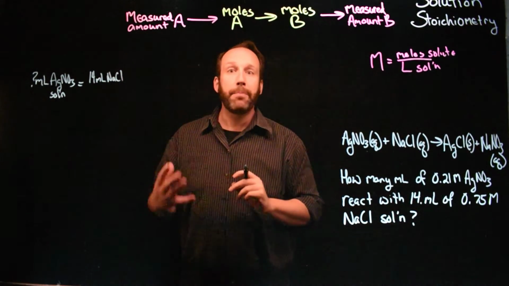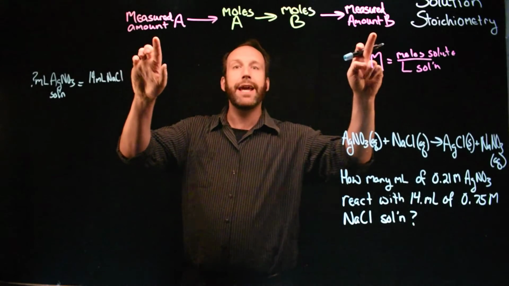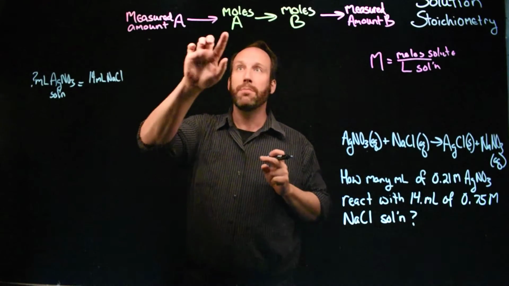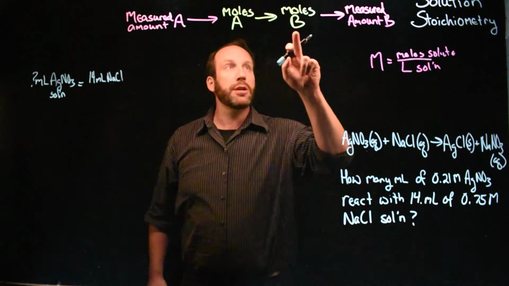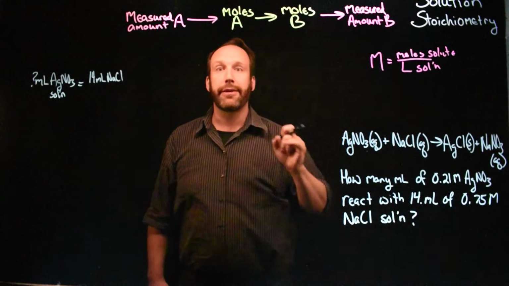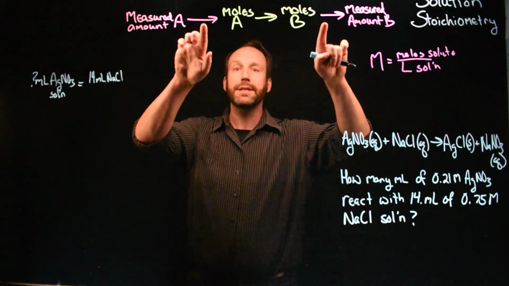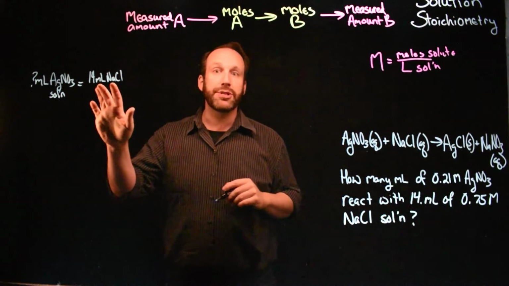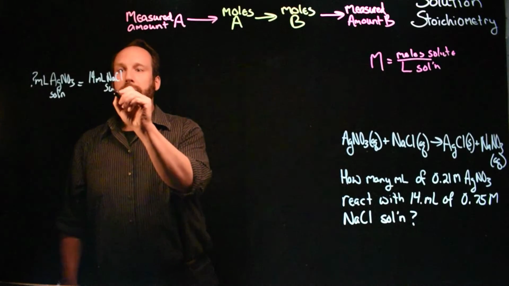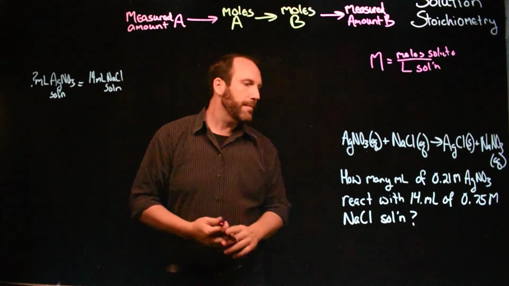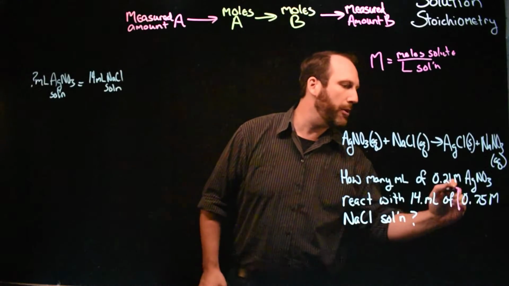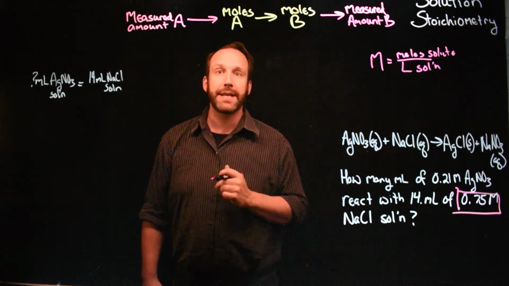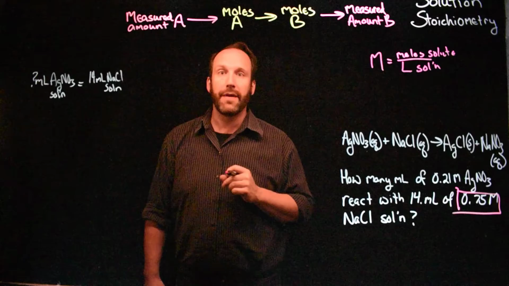All right, and so in both cases, our measured amount of A and B are both volumes. Okay, and so in order to convert from volume to moles, we'll need molarity, and in order to convert from moles to volume, we'll need molarity. So in each case, the dimensional analysis here is going to involve molarity. So in our first step, we're going to want to use the molarity of this NaCl solution. And that NaCl solution has a molarity of 0.75. So that's 0.75 moles of NaCl solute in 1 liter of solution.